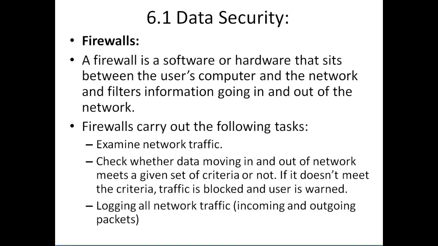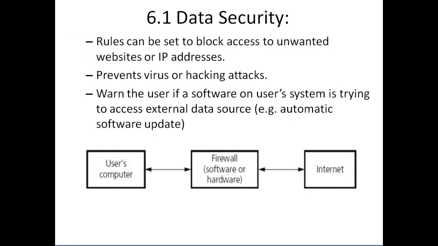A firewall is a software or a hardware that sits between the user's computer and the network, and it filters information going in and out of the network. Firewalls carry out the following tasks. They examine network traffic, they check whether data moving in and out of network meets a given set of criteria or not. If it doesn't meet the criteria, that traffic or that communication is blocked instantly and the user is warned. They log all of the network traffic, all the incoming and outgoing packets.